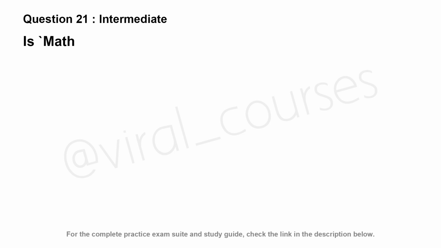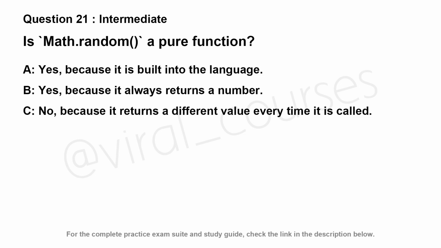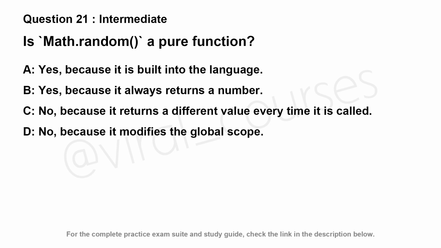Is Math.random a pure function? Option A. Yes, because it is built into the language. Option B. Yes, because it always returns a number. Option C. No, because it returns a different value every time it is called. Option D. No, because it modifies the global scope.